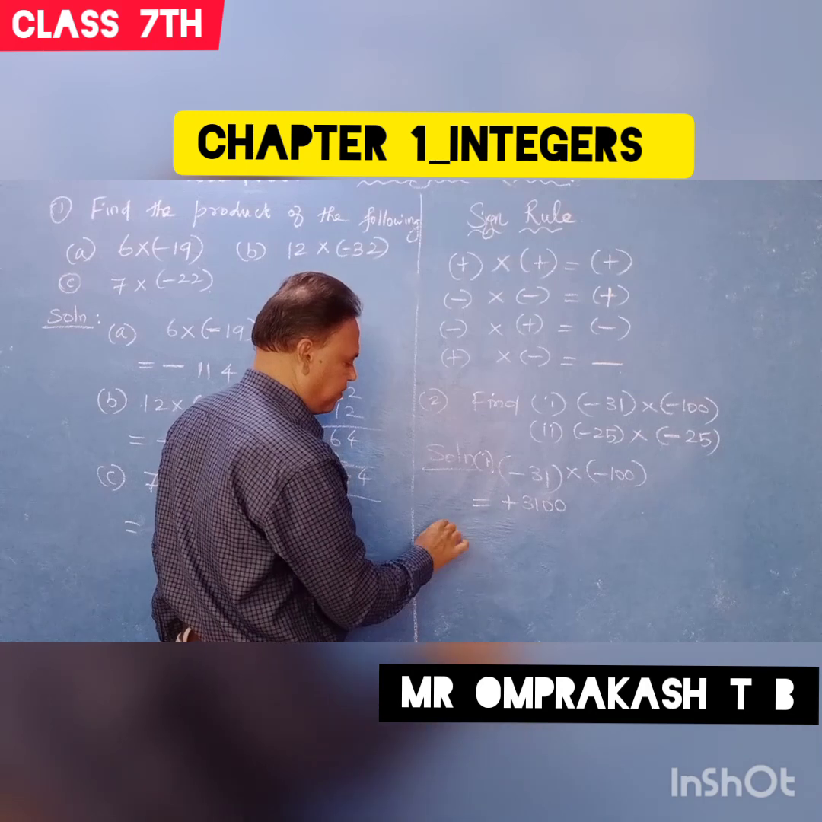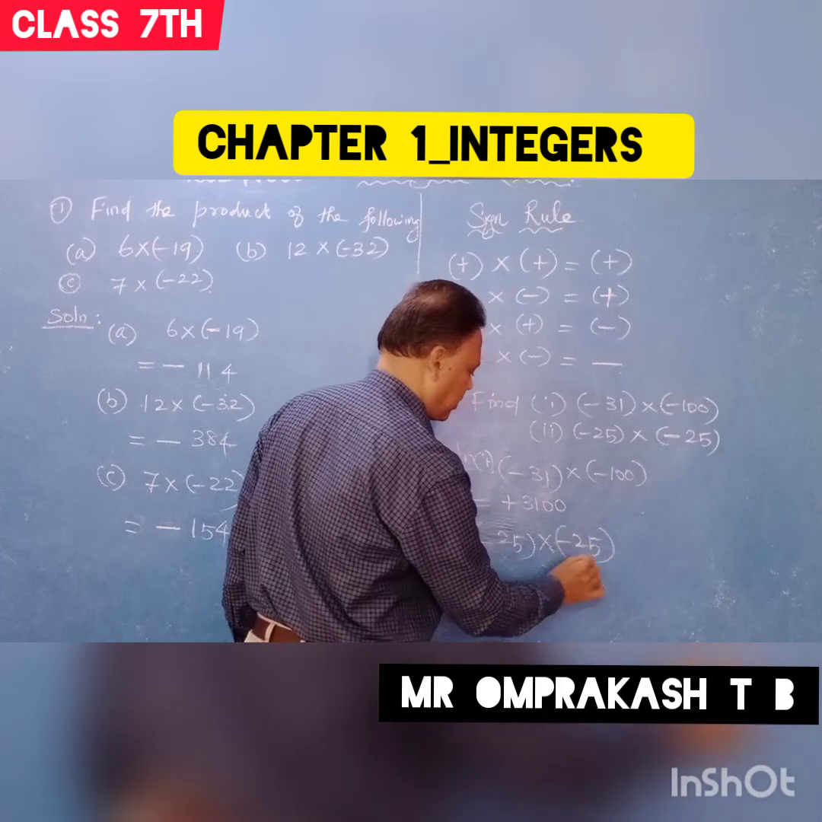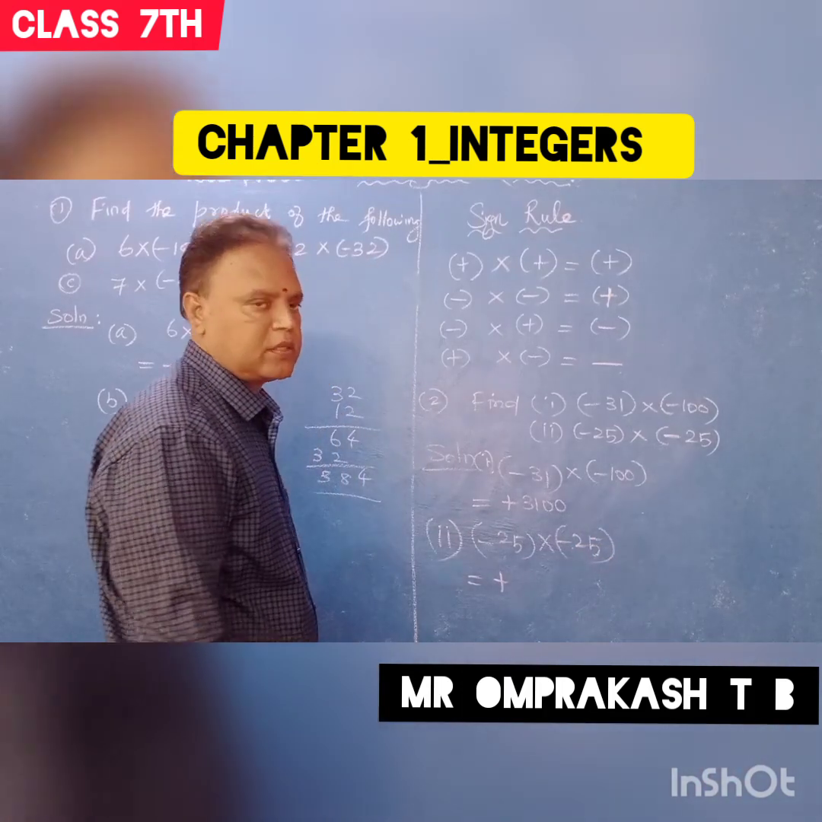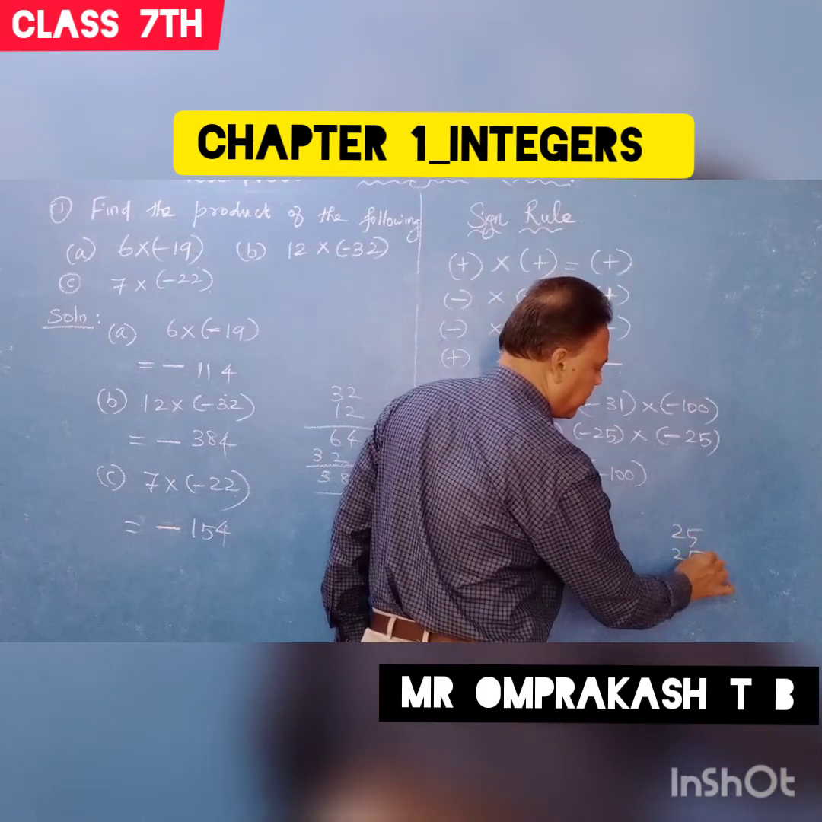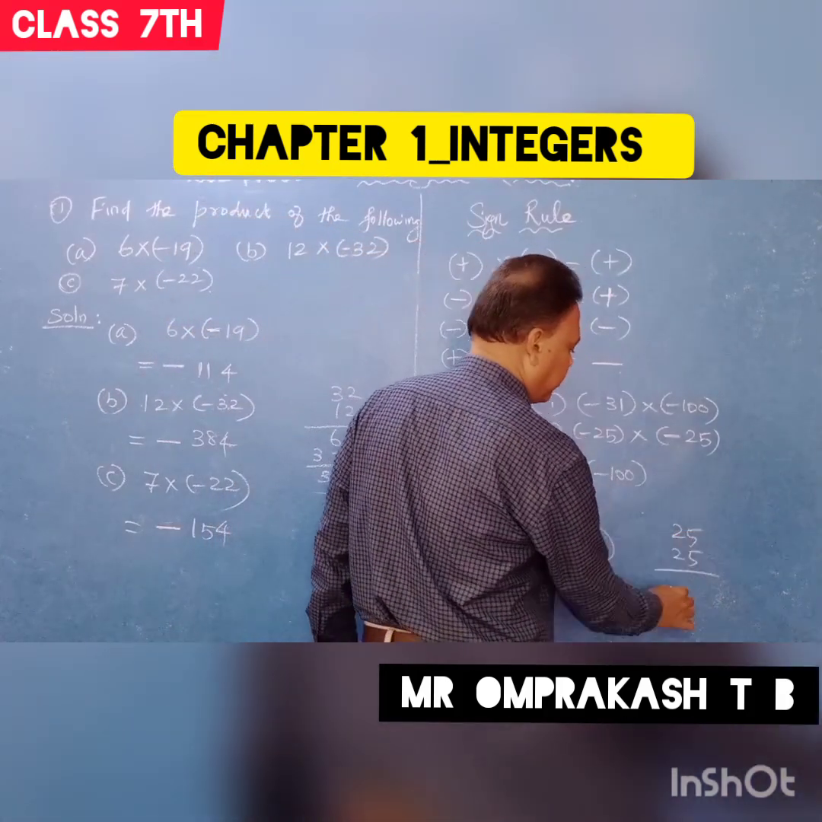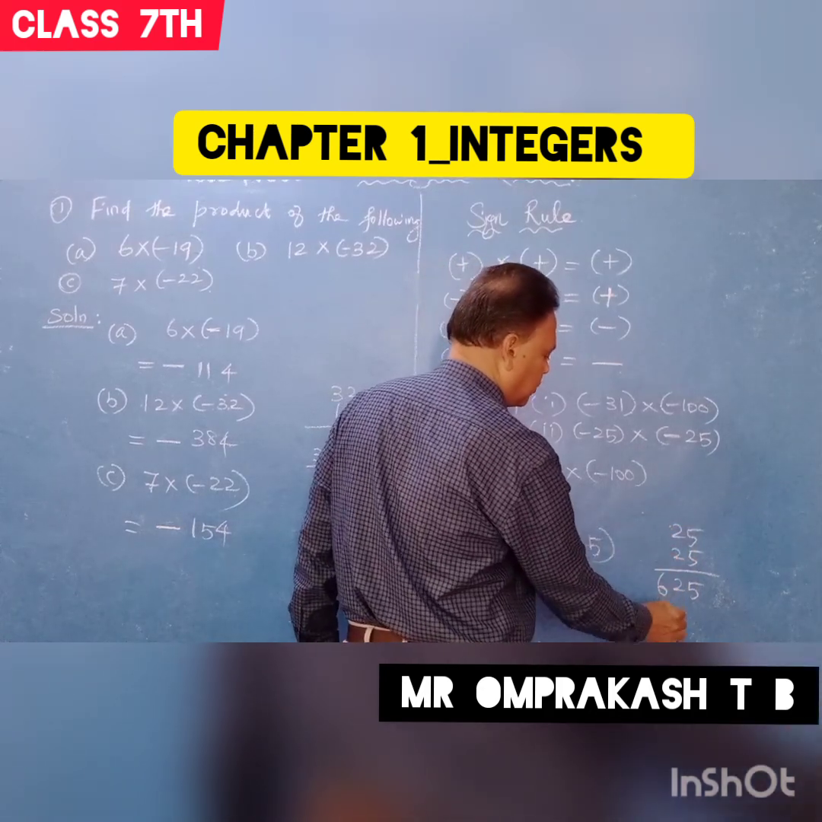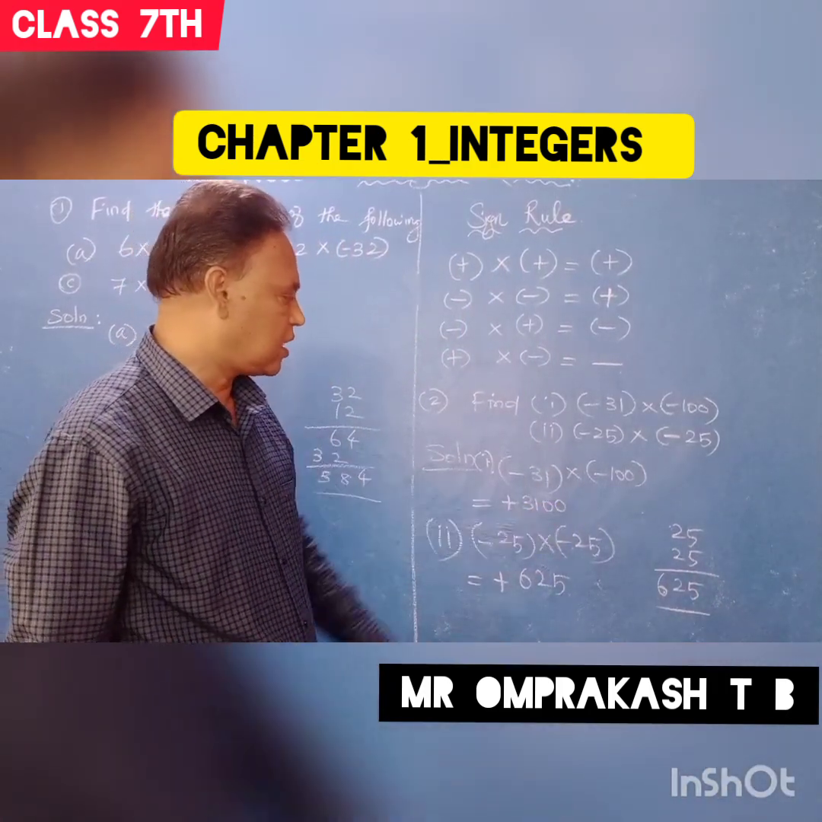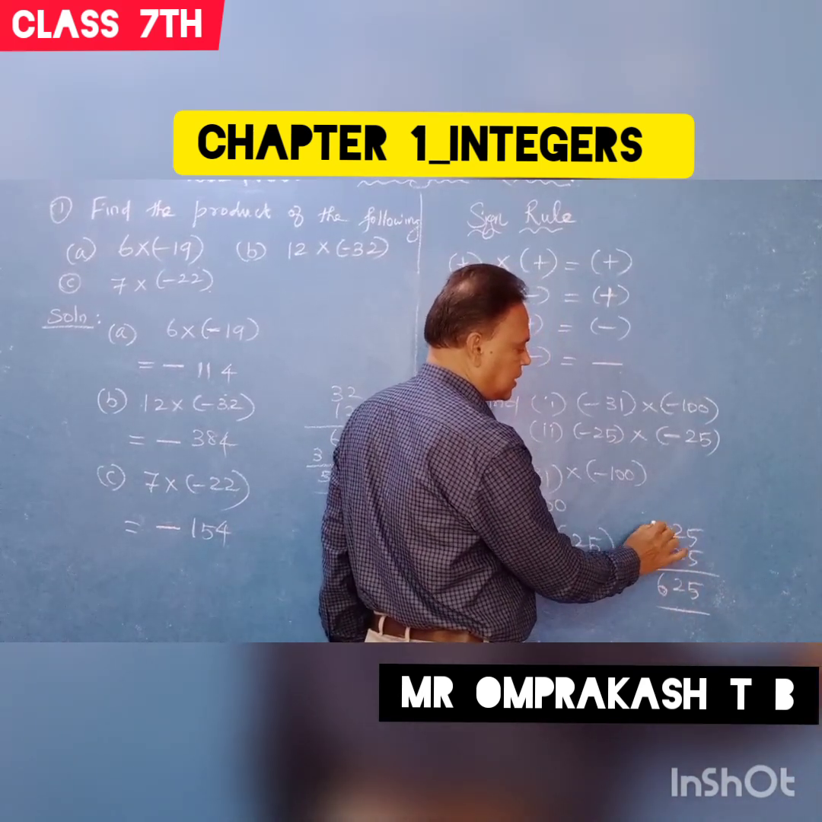And the second one, in the same way: minus 25 into minus 25. Minus into minus is plus, 25 into 25 is 625. You see, very easy. Two same numbers ending with 5 are very easy to multiply. This is a shortcut method. First, 5 into 5, 25 you write. Then the 2 tens digit, you add 1 to it, making 3. 3 into 2 is 6.